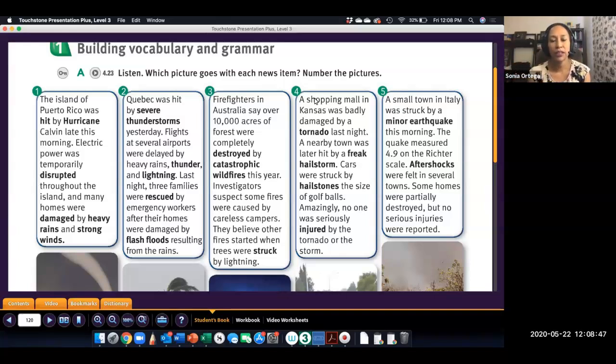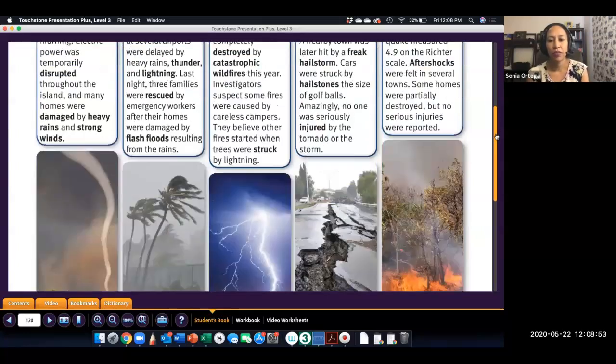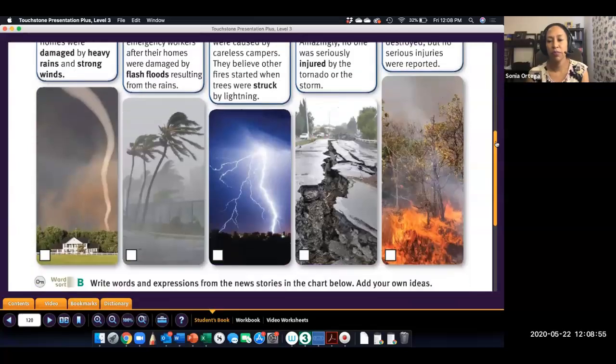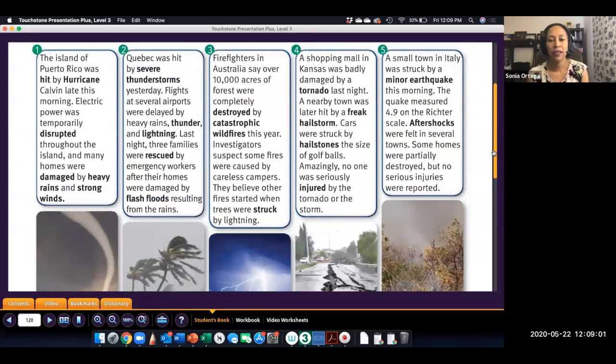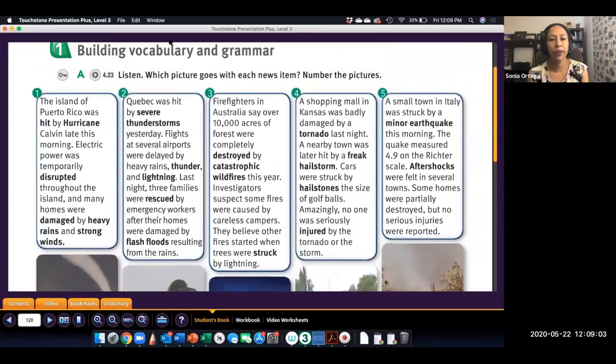First, we will listen, and as you listen, you'll match the stories with the correct picture below. And so you'll write the numbers here to match. But first, let's listen, and you can follow along in your book.